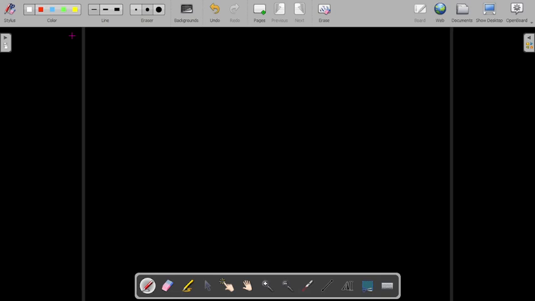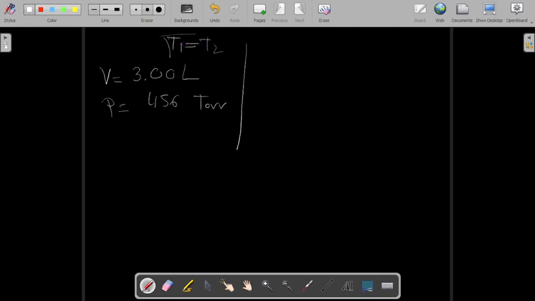Modifying formulas is algebra, so hopefully you remember how to do that. It's just algebra. So what does it say? It says section 2, a gas is stored at 3 liters. What is that? That's volume. Okay, a 3-liter container at a pressure, so the pressure is given to you in torr here, 456 torr.